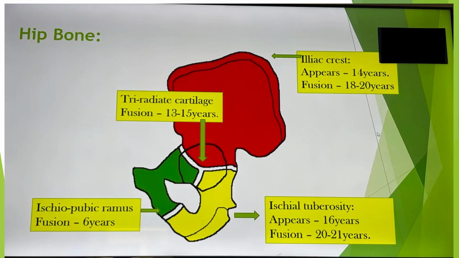Okay, so you can remember this by a mnemonic, the rule of 7. So what is 7? Ischiopubic rami fusion is 6 to 7, iliac crest is 14, and ischial tuberosity fusion is 21. So 7, 14, 21. Even the triradiate cartilage fusion is 13 to 15, so it is in between, around 14. Through that you can easily remember the hip bone appearance and fusion.